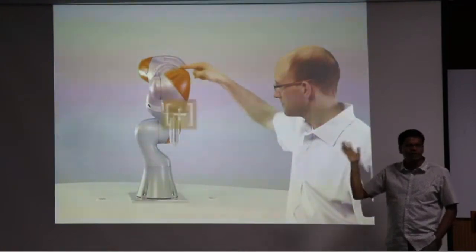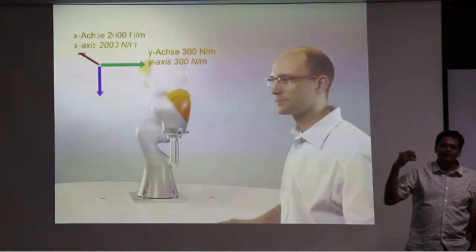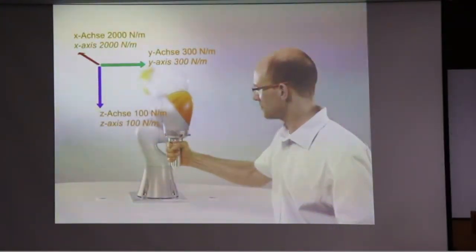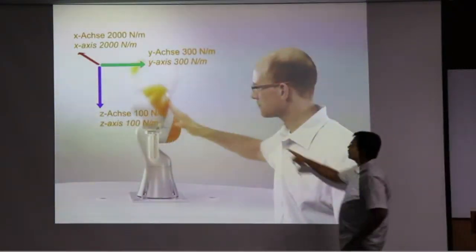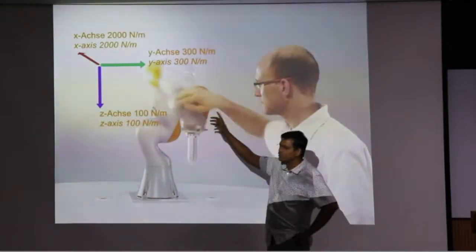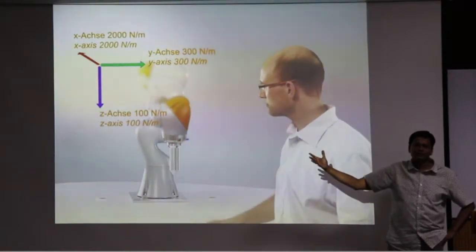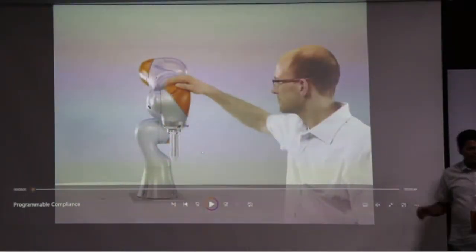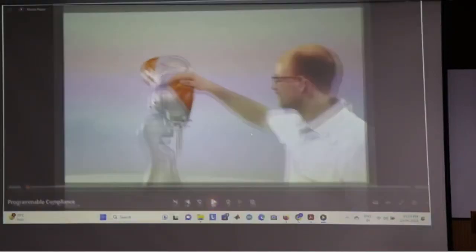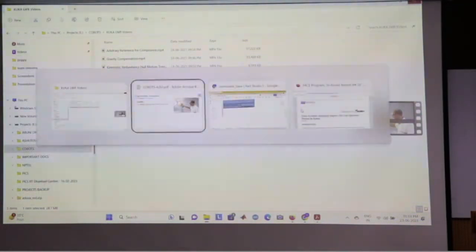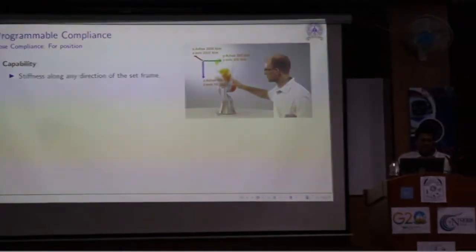These videos are there on the internet. You just go to my channel. I have created a playlist of all these videos. They are not my videos, which are very much censored. So you see, the same compliance can be different in different directions. In every direction you can have different compliance. This type of algorithms are there. Controller architectures are very well published, so I'll share all those papers also. Okay, so this is what programmable compliance is for different positions.